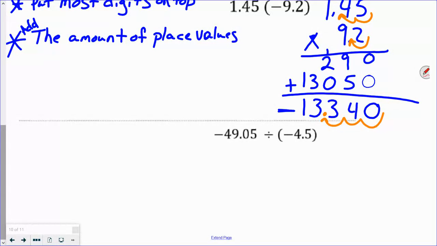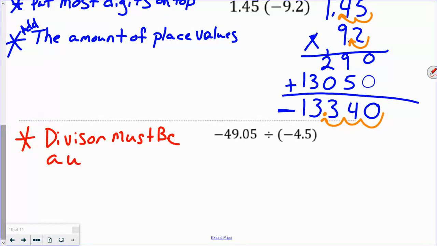Our next one, we are dividing. Remember, our divisor has to be a whole number. A whole number. And our divisor is the second number. It's also the number that goes on the outside of our box. So this negative 4.5, if I move the decimal 1, is going to be my 45. Then, however many times I move that decimal, move it the same in the dividend.